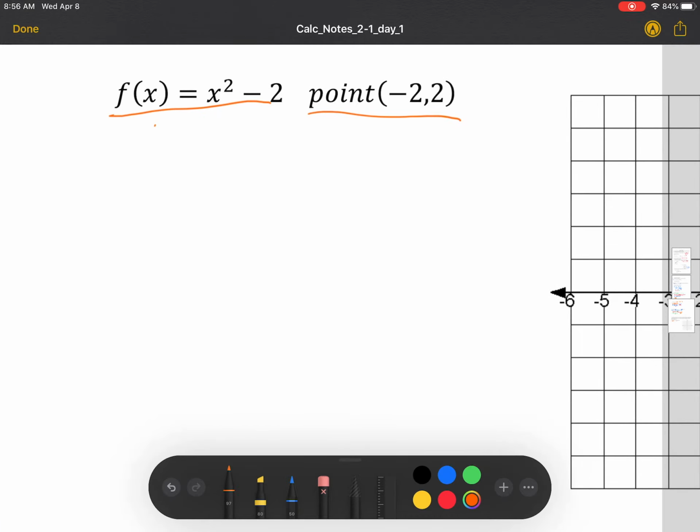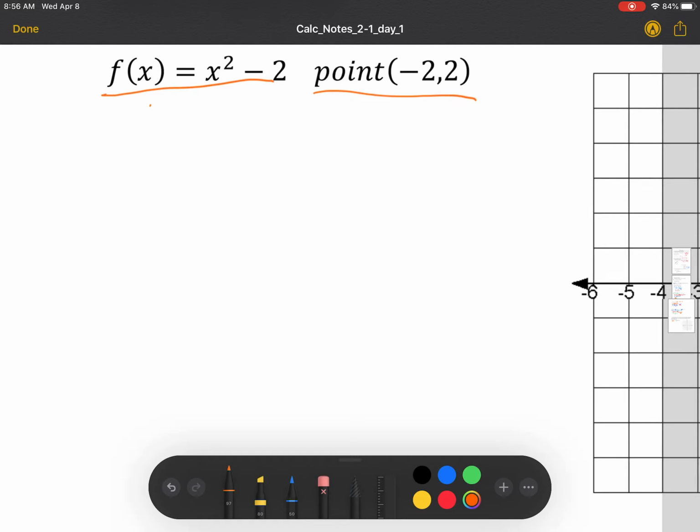So what's that mean? That means we're taking our f prime of x and setting it equal to the limit as delta x goes to 0. We're going to plug in our f of x, so it's going to look like this: (x plus delta x) squared minus 2, minus (x squared minus 2), all over delta x.